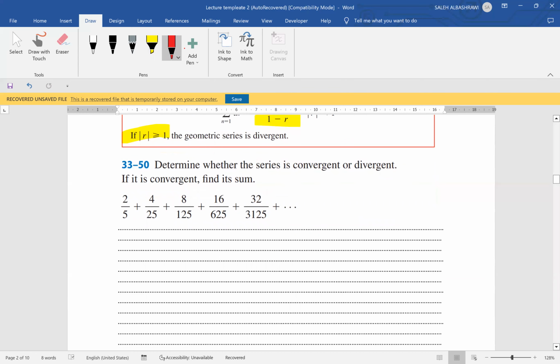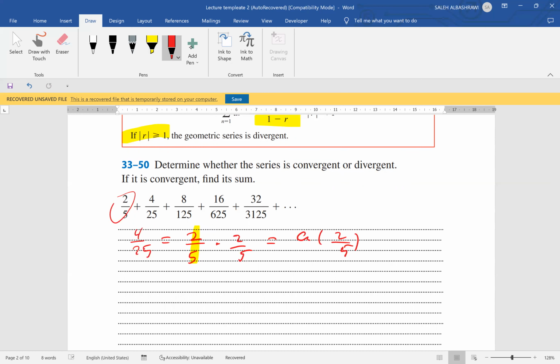The first term is 2 over 5. The second term, which is 4 over 25, is 2 over 5 multiplied by 2 over 5. So the first one is A, and I can say this is A multiplied by 2 over 5.